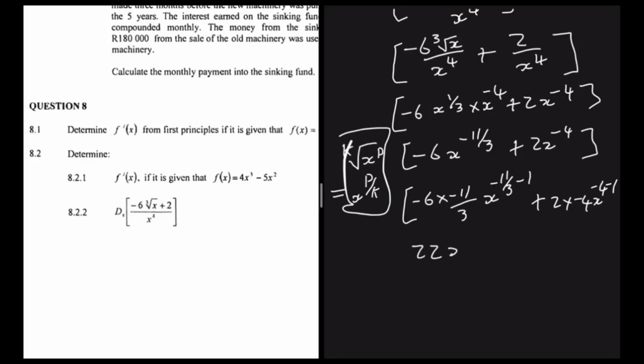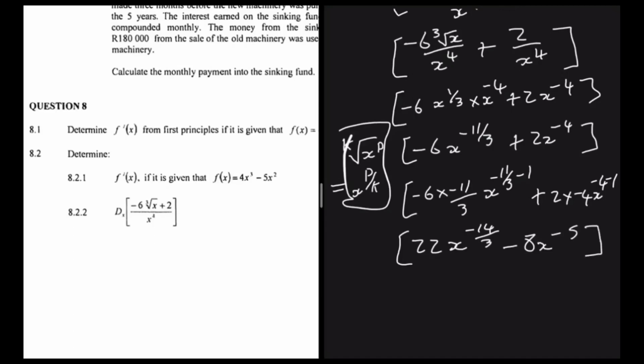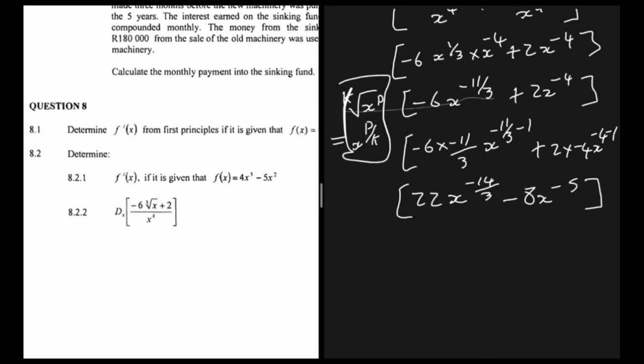And then x. And then what is minus 11 divided by 3 minus 1? That is going to be minus 14 divided by 3. And then minus 8x to the power minus 5. So now we have differentiated. Now we just have to take it back to the form that we found it in. So if you do that, you're going to get 22 divided by x to the power 14 divided by 3.